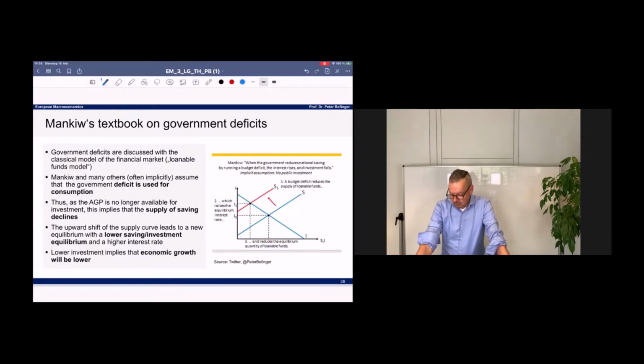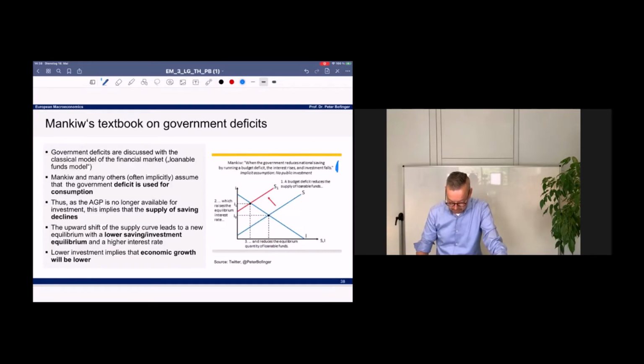It just assumes that somehow the government can take it away from the households, and as Mankiw states, when the government reduces national saving by running budget deficits, whenever you have a budget deficit, there is less private saving. You can imagine that somehow the government goes to the household, takes away the all-purpose good from them, and so they have less of the all-purpose good to consume and also to save. Then he says the interest rate rises and investment falls.